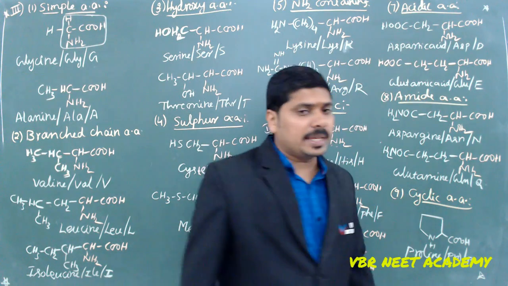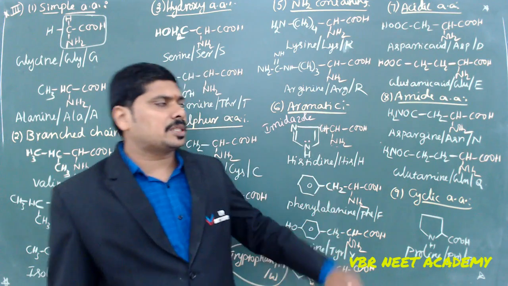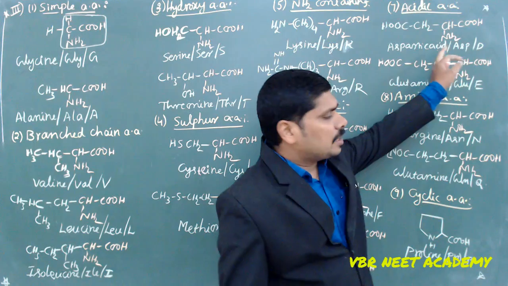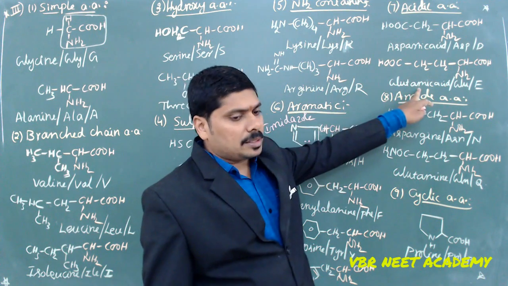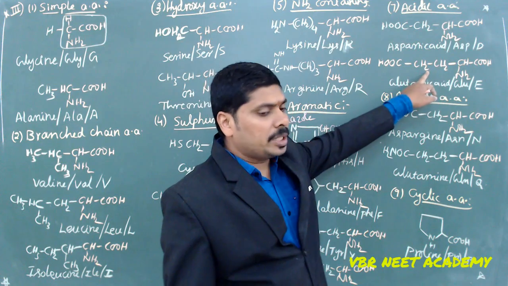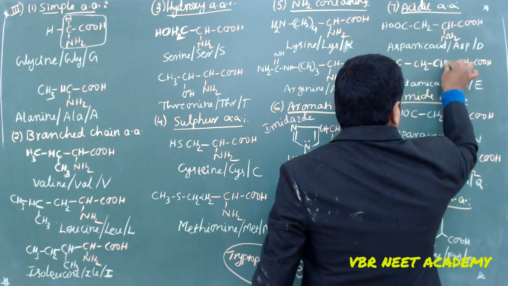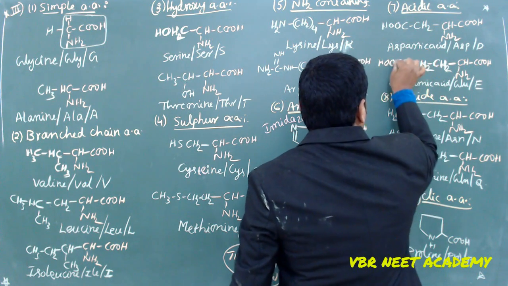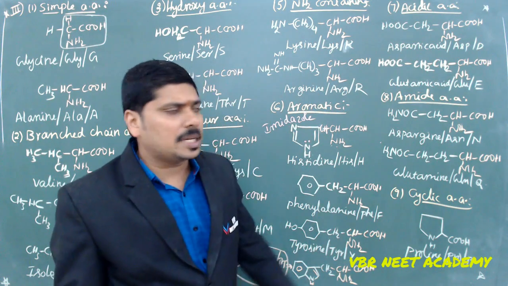Then coming to the acidic amino acids, which have an extra carboxyl group in the structure, they are called acidic amino acids. Aspartic acid, ASP, D, we use. And glutamic acid has one more CH2 added. That's the only difference. One more CH2 is the difference, other than that nothing else. This is glutamic acid, GLU, E.